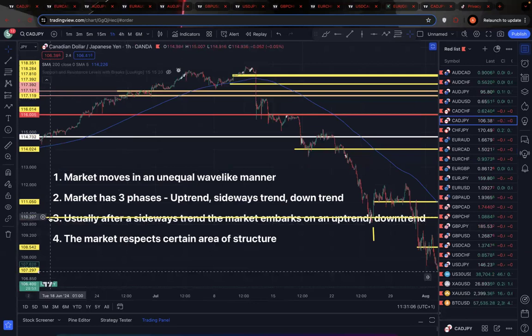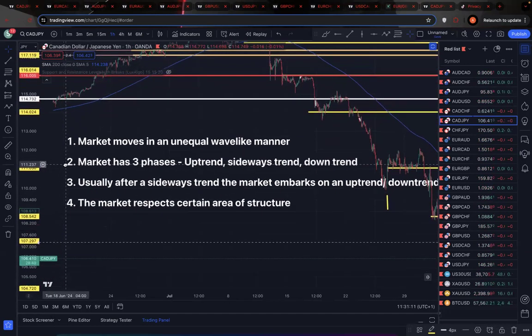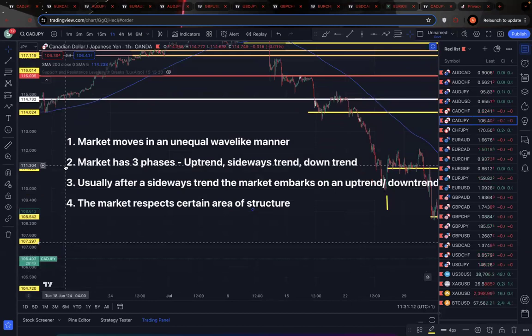So that is the fourth point. The markets usually respect certain areas of structure.